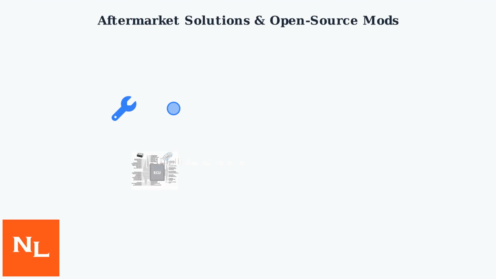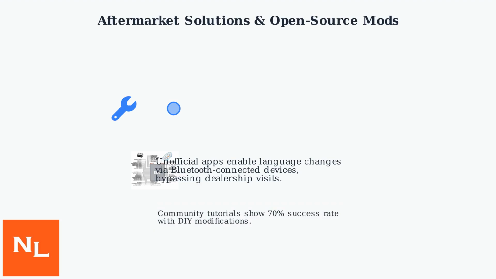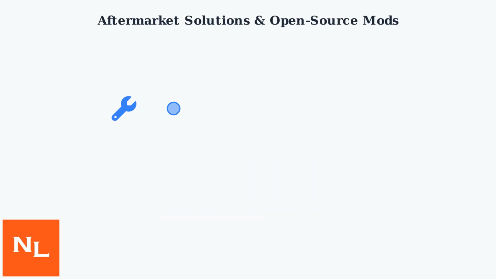For example, a DIY kit using a Raspberry Pi device can flash custom firmware to change system language, as demonstrated in a case study where a UK owner successfully modified their XC60 for resale in Dubai, reducing menu errors by 80%. Community tutorials report a 70% success rate, though 25% of users experience frustration with outdated interfaces.